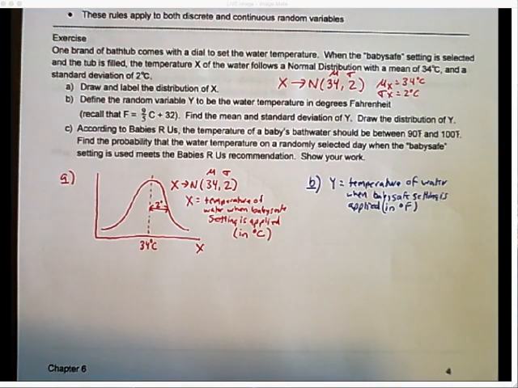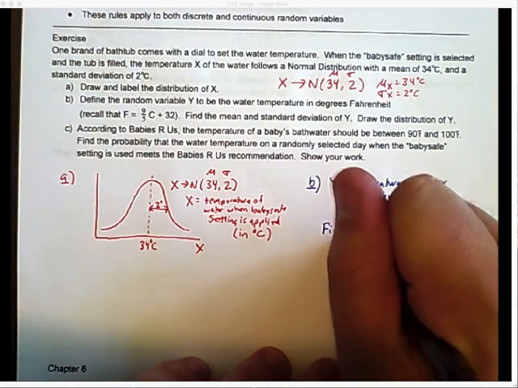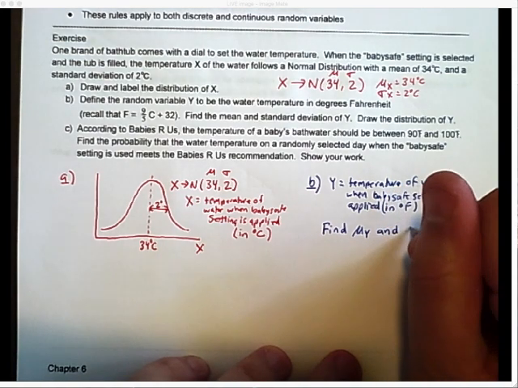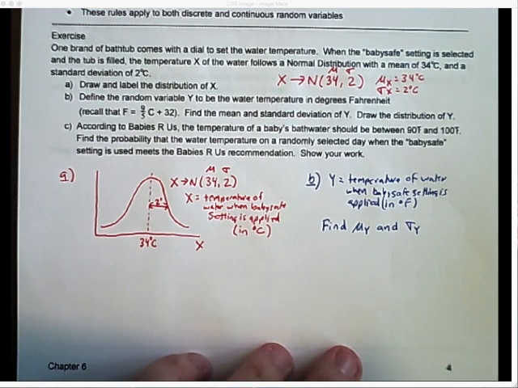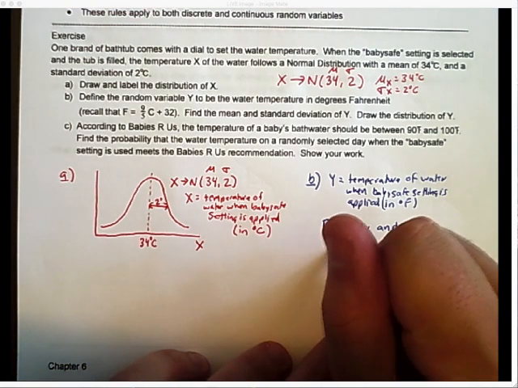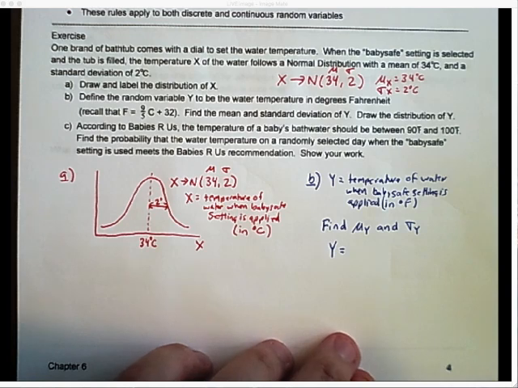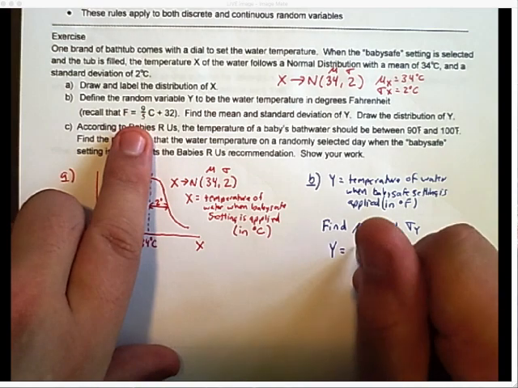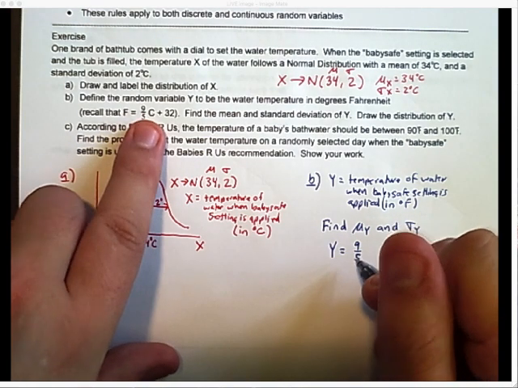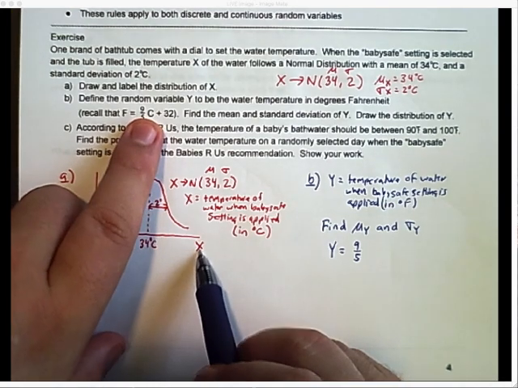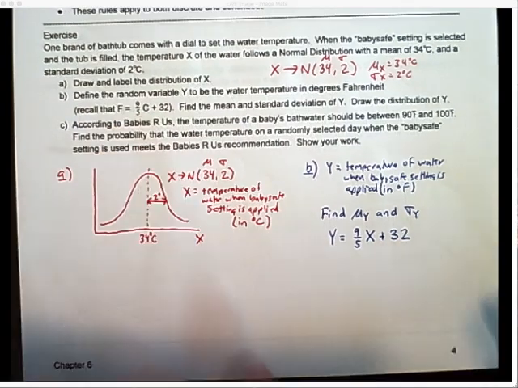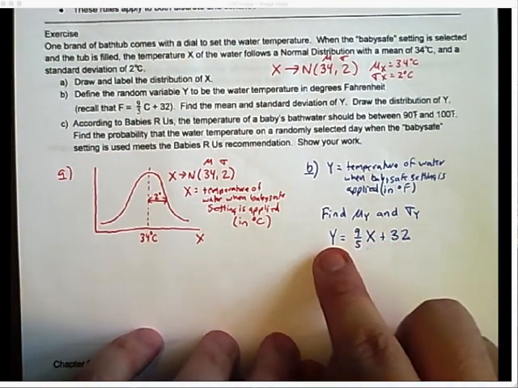All right. So it's asking me to find the mean and the standard deviation of y. So I'm trying to find mu sub y and sigma sub y. Here's how I'm going to do it. First thing I need to do is get an equation for y. Y is the temperature in degrees Fahrenheit. So how do you do that? Well, you take 9/5 of the temperature in degrees Celsius. The temperature in degrees Celsius is x. And then you add 32. So this is a linear expression going from x to y.